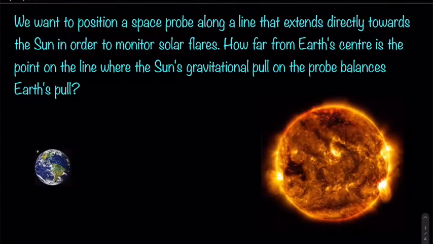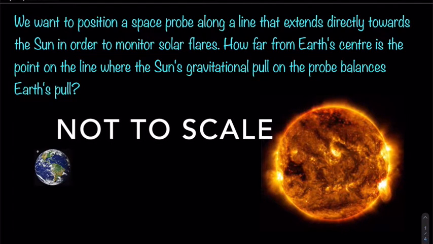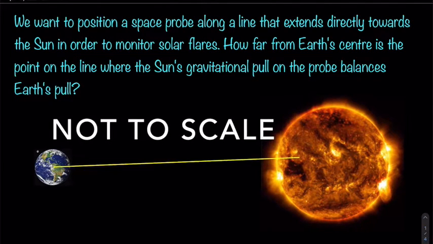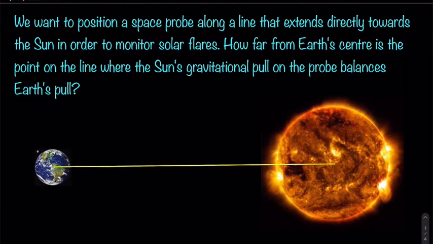We have a line that stretches all the way from the center of Earth to the center of the Sun. And somewhere on that line, we want to put a probe. So the important thing is that we define what this line is.